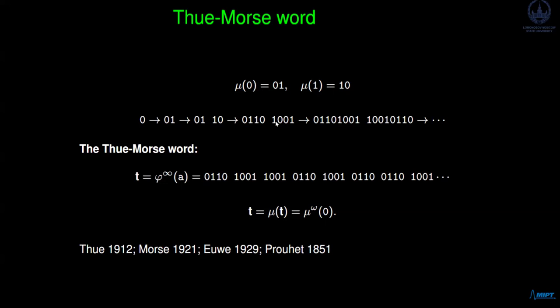The Thue-Morse sequence was independently discovered by several mathematicians, including Axel Thue in 1912, Marston Morse in 1921, and others, showing its depth, historical roots, and importance.